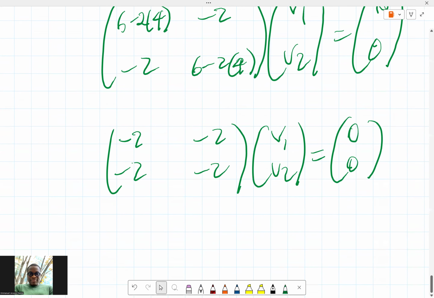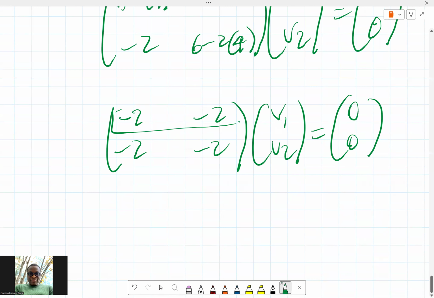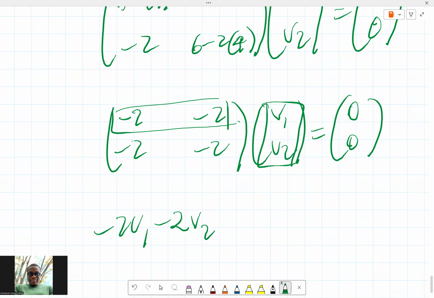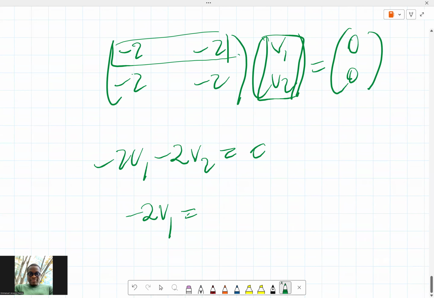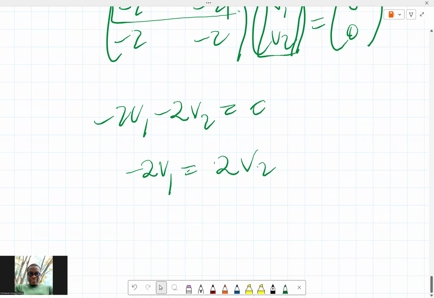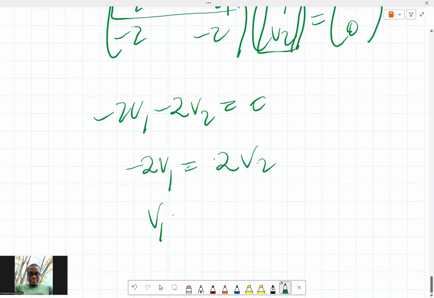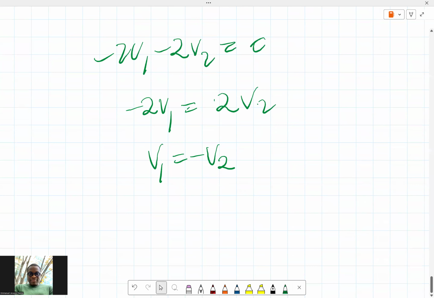So the expressions, this and this will go. So we have minus 2V1 minus 2V2 equals 0. This simply tells us that minus 2V1 is equal to 2V2. So in short, we have V1 equal to minus V2. If you do it for the second one, it's the same thing, okay?